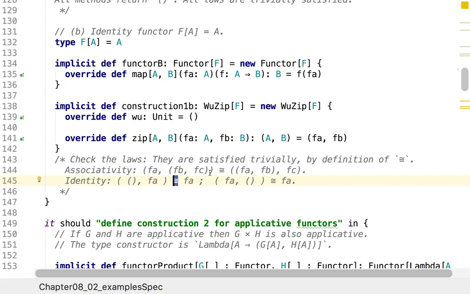We have equivalence that could rearrange tuples when necessary, and also add or remove a unit in a tuple when necessary. So that's just a definition of our equivalence. So the laws are satisfied by definition, without much calculation here.